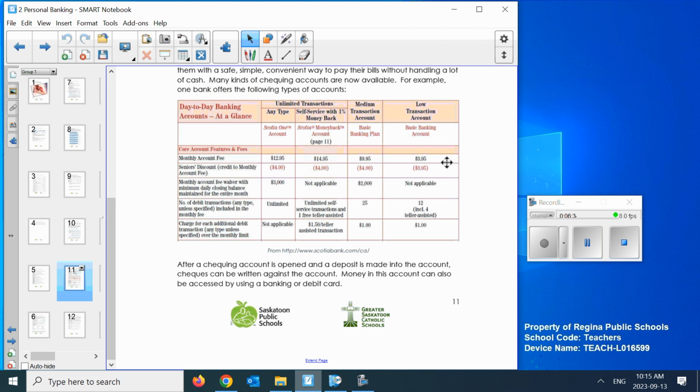Low transaction count, $4 a month. You can have just 12 debit transactions. Everything else is an extra buck of transactions. So you'd have to keep track and make sure you didn't use your card more than a dozen times a month. It's possible.